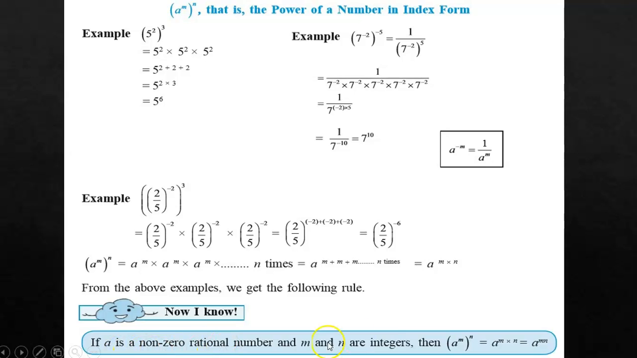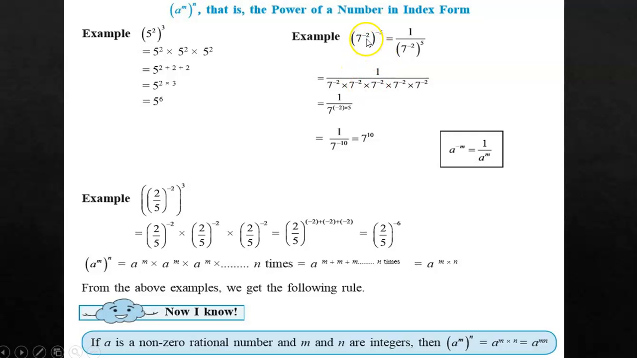Now let's look at this law over here. Then we'll go to the next example. So if a is a non-zero rational number and m and n are integers, then a raised to m raised to n will be a raised to m multiplied by n. Now m multiplied by n is a raised to mn. So that is what happened over here. And we can solve this. So no need to write 2 into 3. 2 into 3 is 6. So that is your answer. Same way over here.